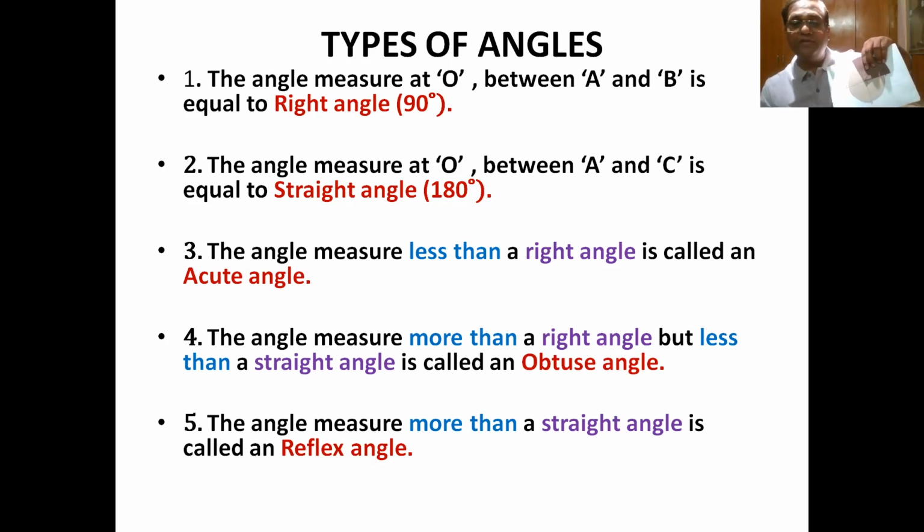Now the outer measure of the angle here is called a reflex angle. A reflex angle is the one whose measure is more than a straight angle. If the angle measure of an angle is more than a straight angle or more than 180 degrees, it is called a reflex angle. So the angle here on the outer part is called the reflex angle. The inner or the smaller angle here is called the obtuse angle.